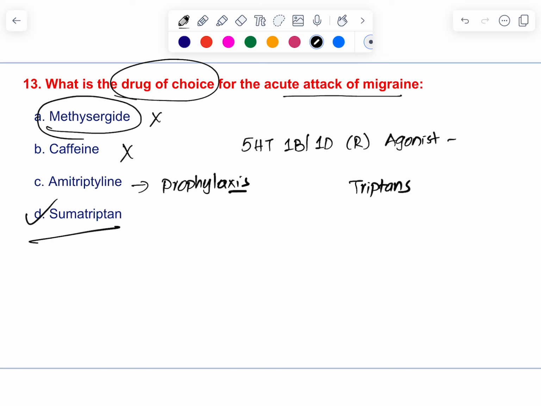So the drug of choice for acute attack will be a triptan. Sumatriptan is the drug of choice. And the other triptans that we have are rizatriptan, frovitriptan, all these are there. So these are some of the questions related to the topic of headache.